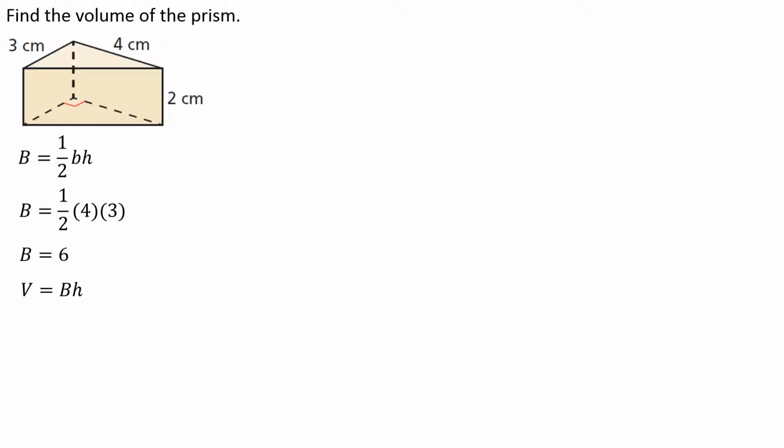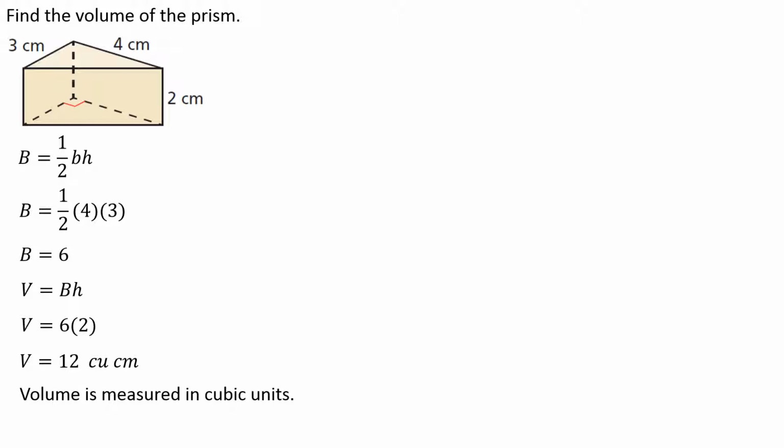The volume of a prism is base times height. Area of the base was 6. The height is 2. 6 times 2 is 12. And hey, look what's in front of that centimeter. A cu. Cubic centimeters, right? Volume, 3-dimensional. We're not square units, we are cubic units.